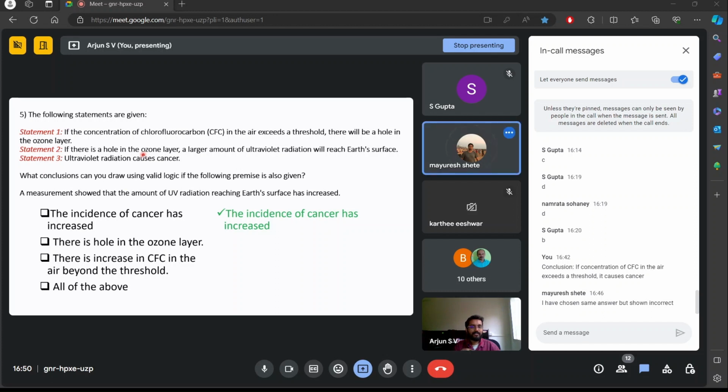So the fact that A is the only cause in that case is an invalid argument. That's why your hole in the ozone layer or increase in the CFC is an invalid answer. It's a wrong answer.